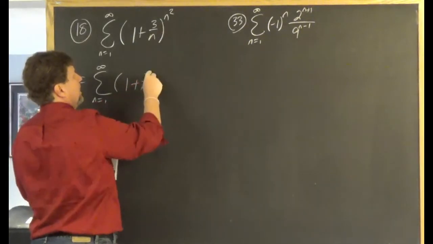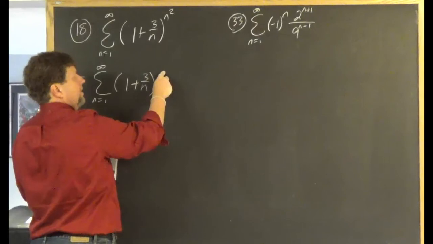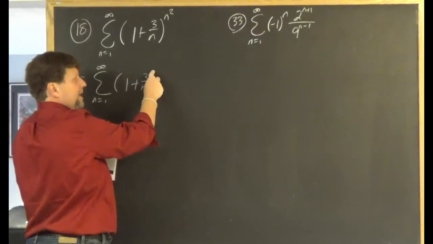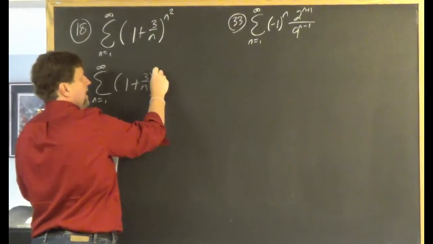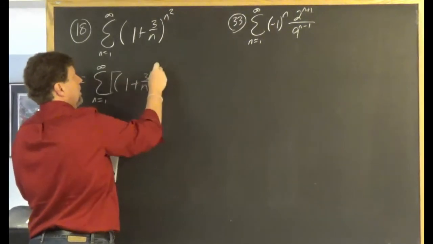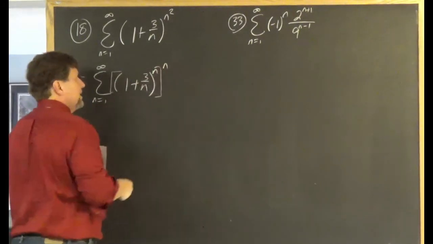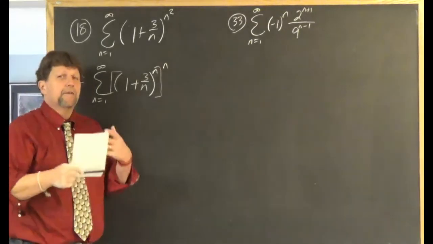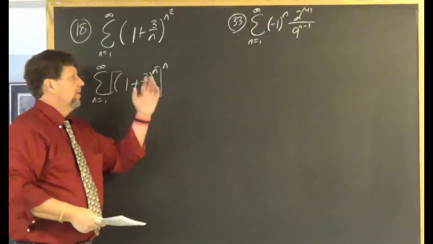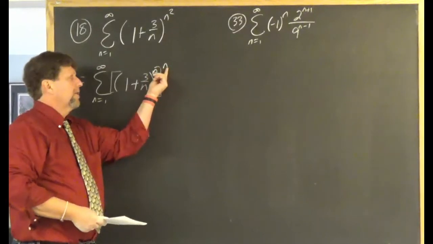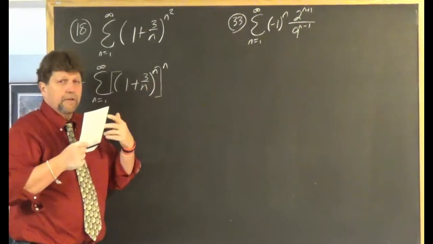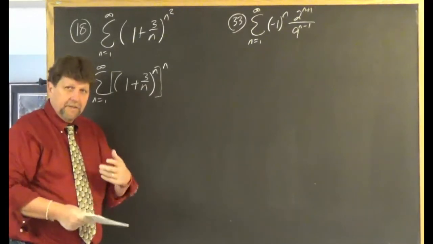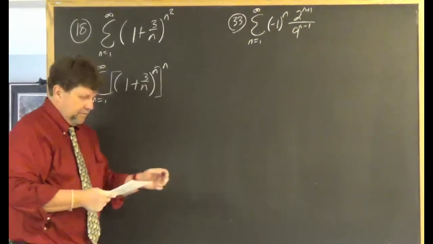So this n squared is n times n, which means I can write that exponent, n times n, as n, and then everything raised to the n power, because of an old rule of exponents. When you have a power raised to a power, you multiply them together. Now it's contrived to definitely crank it through the root test.